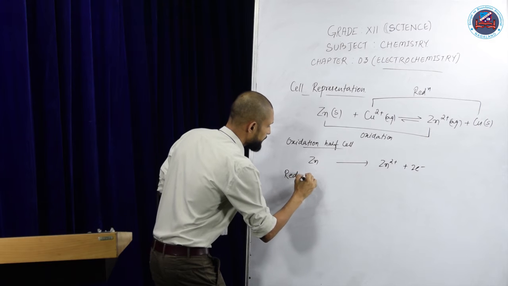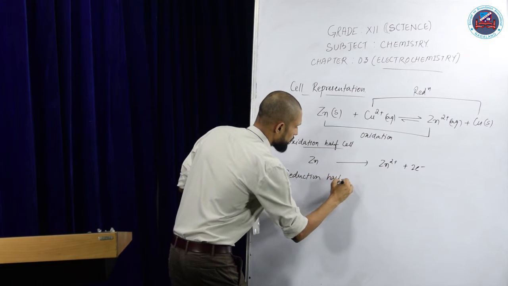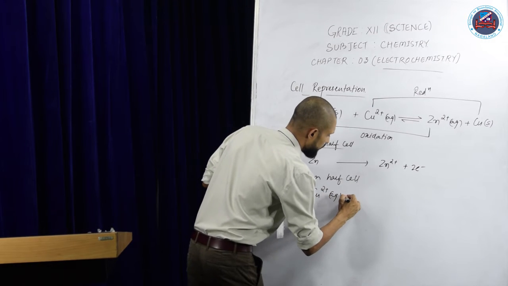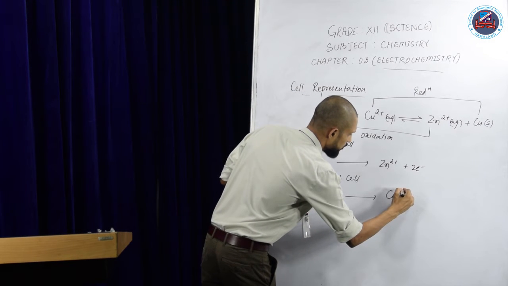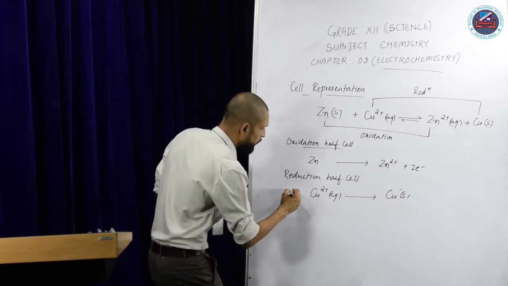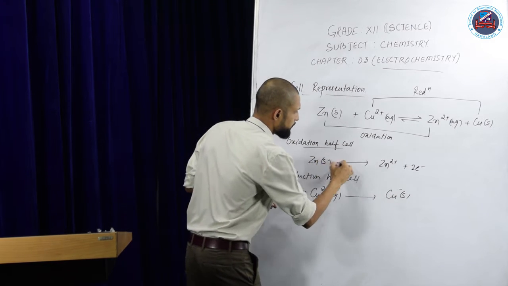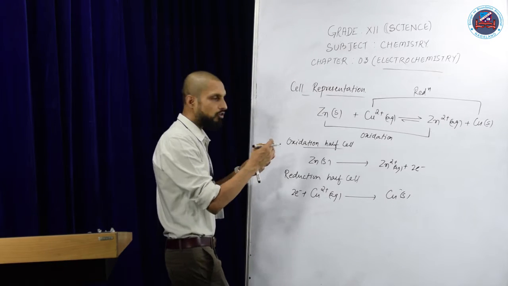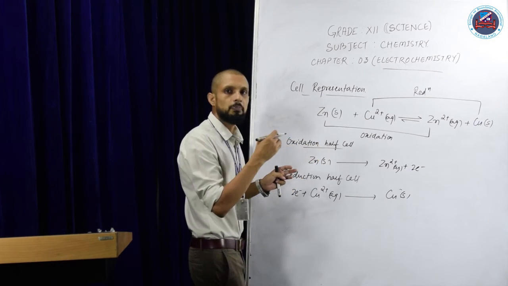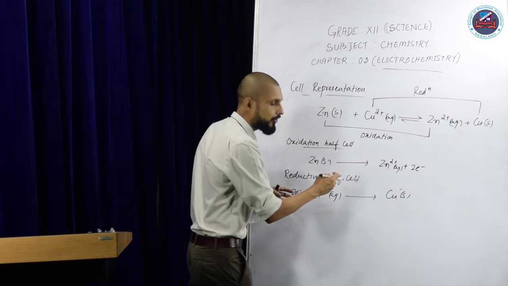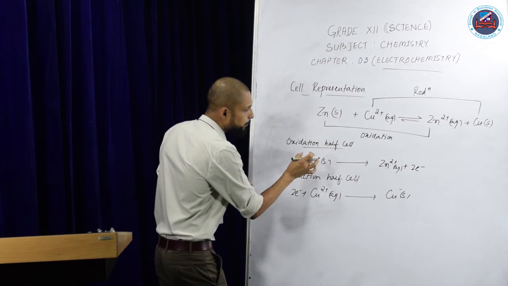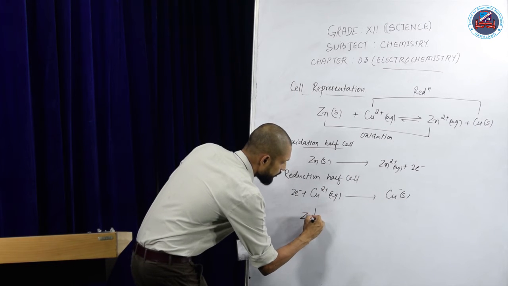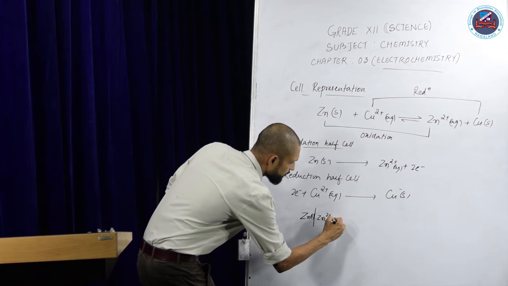Reduction half cell: Cu2 positive aqueous to Cu solid. To balance it, we'll add 2 electrons here. Now, in the cell representation, we'll first write the oxidation half cell, followed by the salt bridge, and then it's followed by the reduction half cell. So the oxidation is zinc to zinc 2 positive.